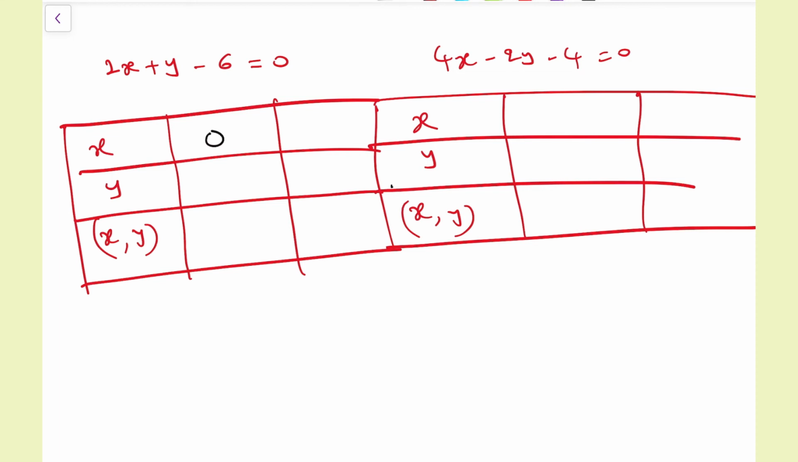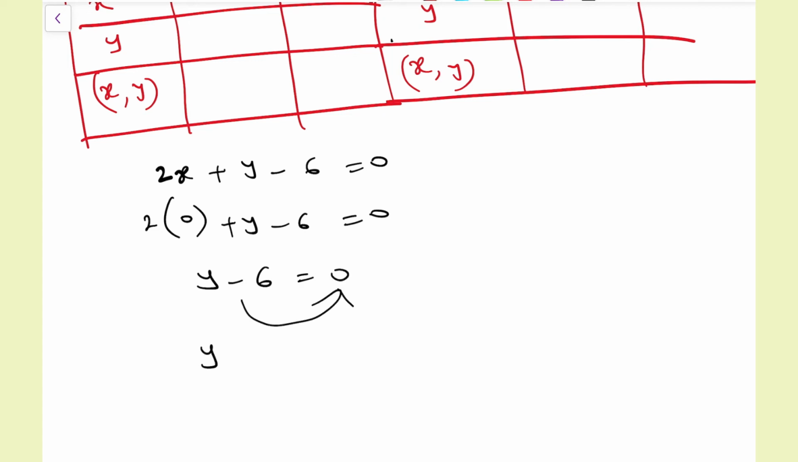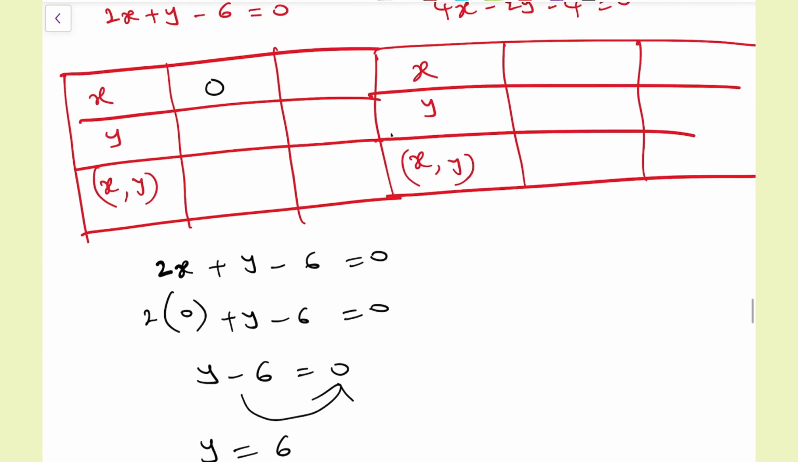What is the first equation we have? 2x plus y minus 6 equals 0. Now 2 into 0, plus y minus 6 equals 0. 2 into 0 is 0, so I am leaving that completely. y minus 6 equals 0. Take minus 6 to the right side, it becomes plus 6. So y equals 6. Write that 6 here. So our point will be 0 comma 6.